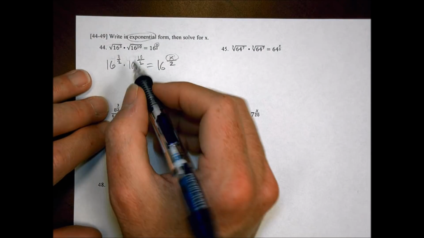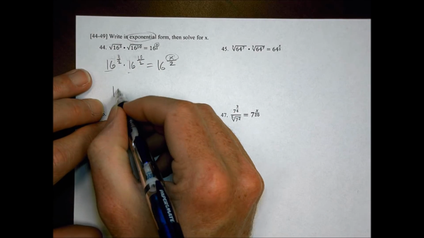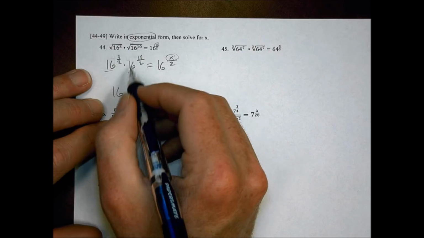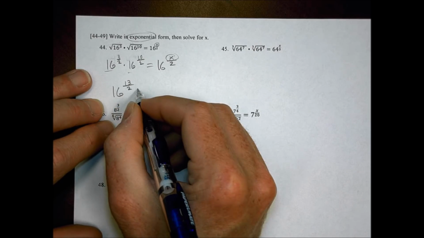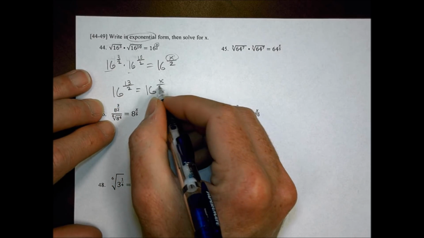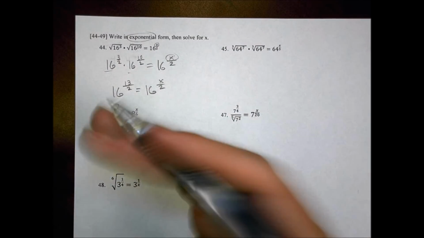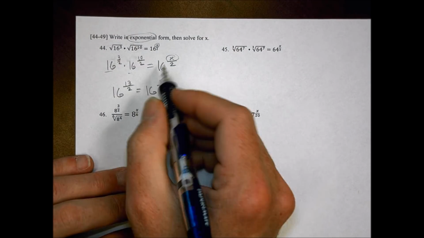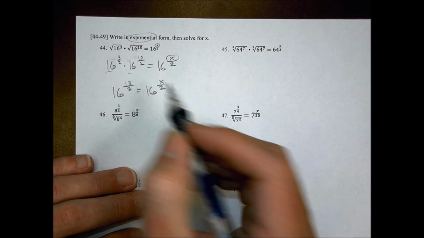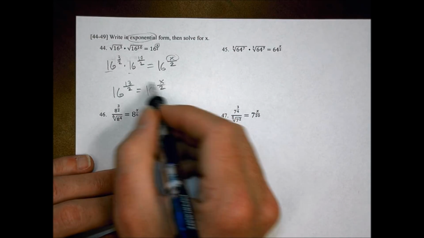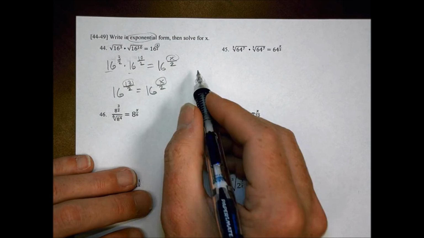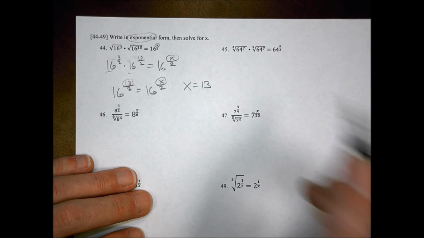So now because of the same base, this is 16, and 3 plus 10 is 13 over 2 equals 16 to the x over 2. So all I'm trying to do is get to the value of x. I was doing extra work there at the beginning. So what is x? x is equal to 13. Okay, so don't work too hard there.